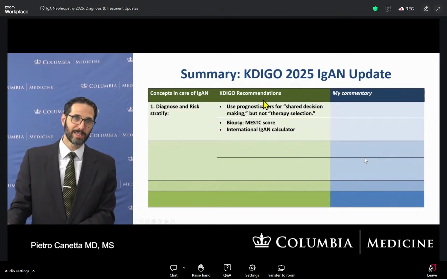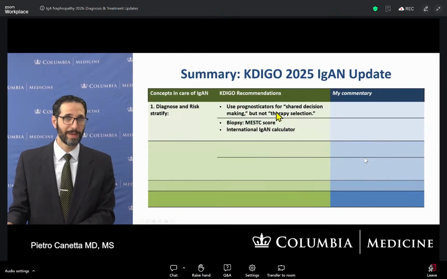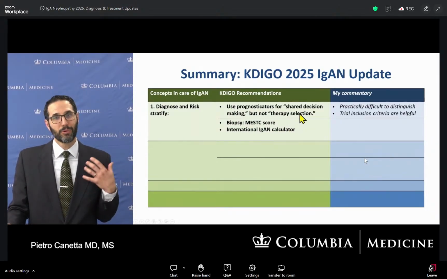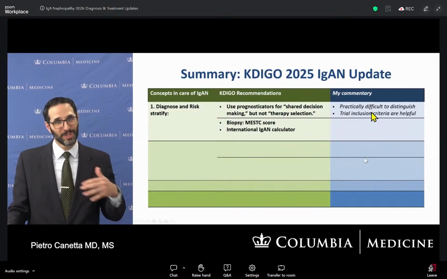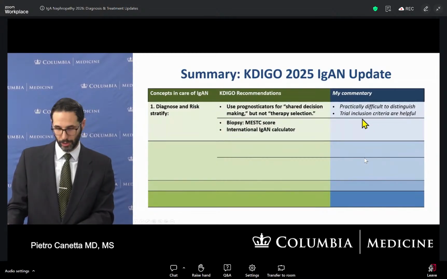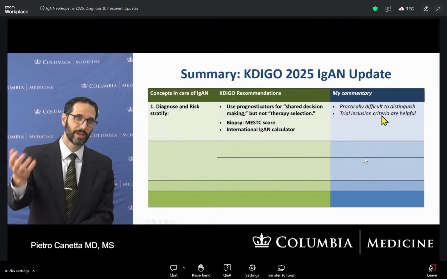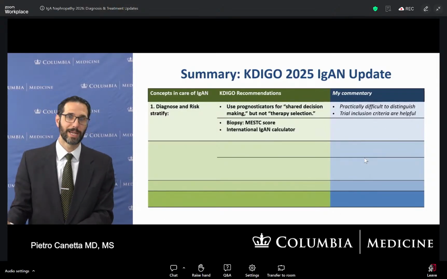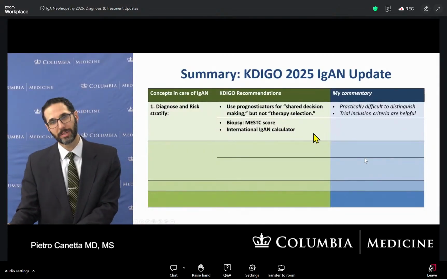From diagnosis and risk stratification, you can use the prognosticators that we have for shared decision-making, KDIGO says, not for therapy selection, and that we have the BioScore and the International IgA Nephropathy Calculator. I think practically it's really difficult to distinguish between what's shared decision-making and therapy selection when you say, here's your prognosis. But if you have to, I think the inclusion criteria for clinical trials are really helpful to guide you. So you say, well, what's the patient's proteinuria? What's their GFR? What's the biopsy show compared to people who are randomized into a clinical trial? And that's kind of how to make treatment decisions.